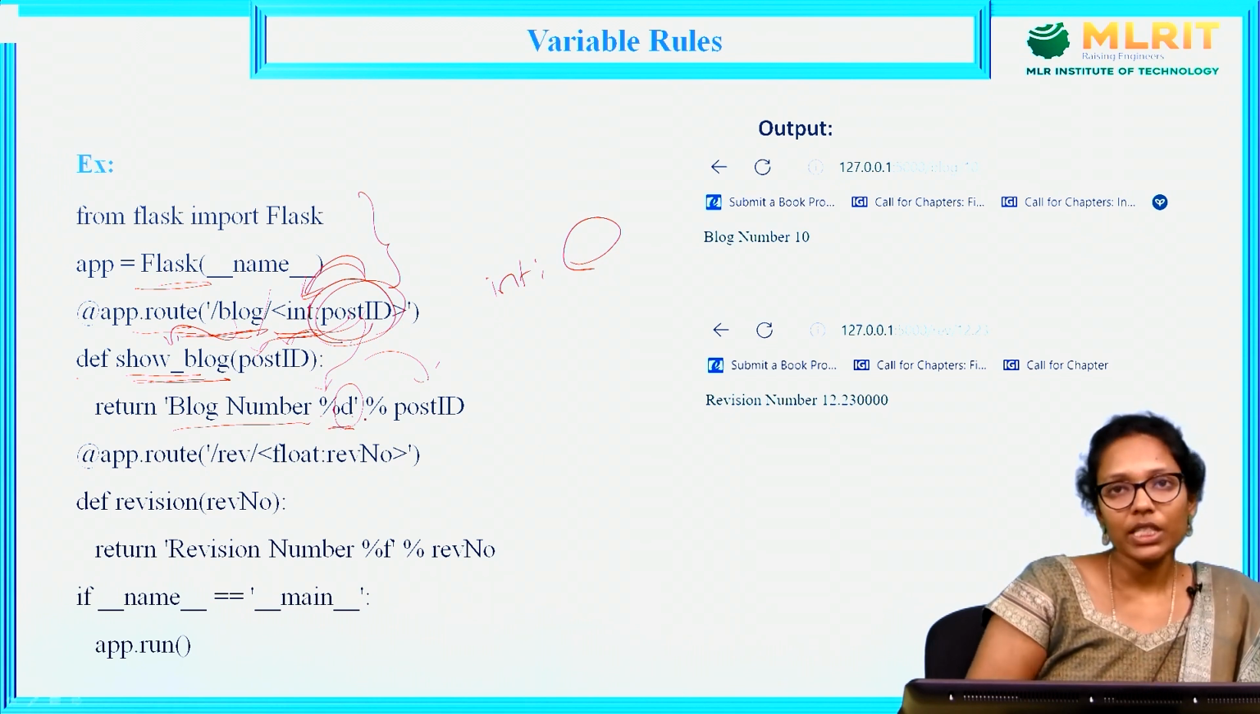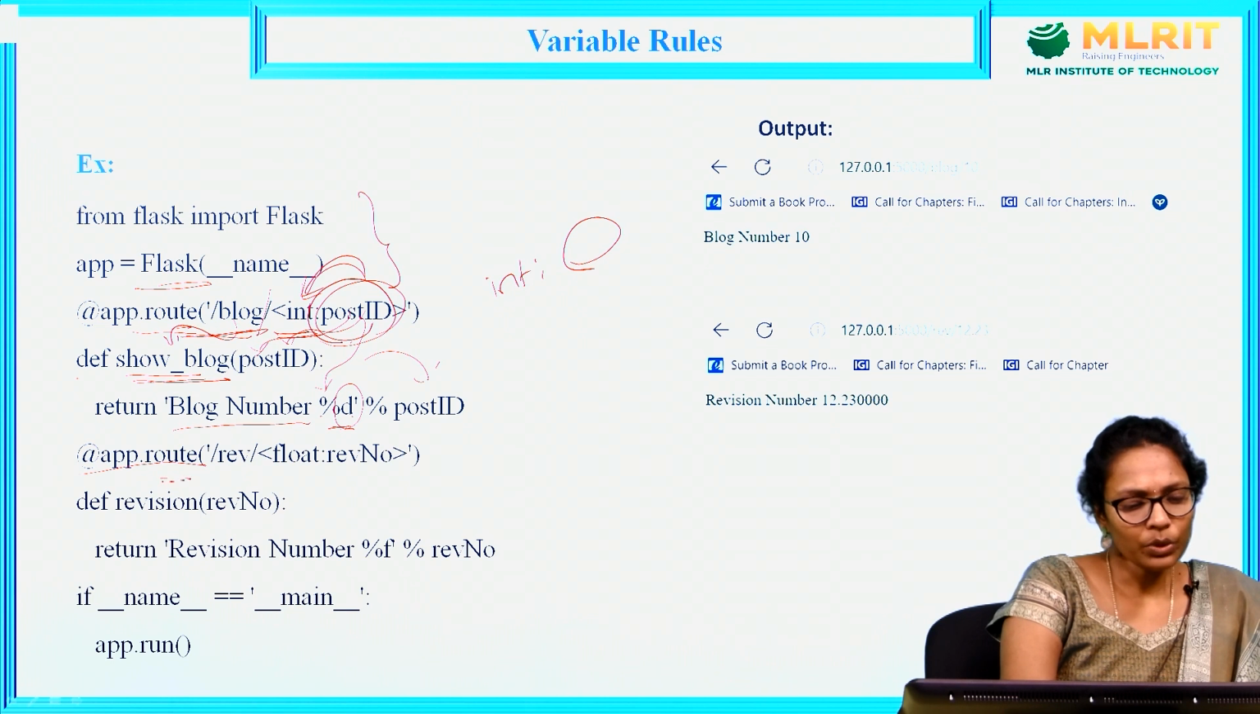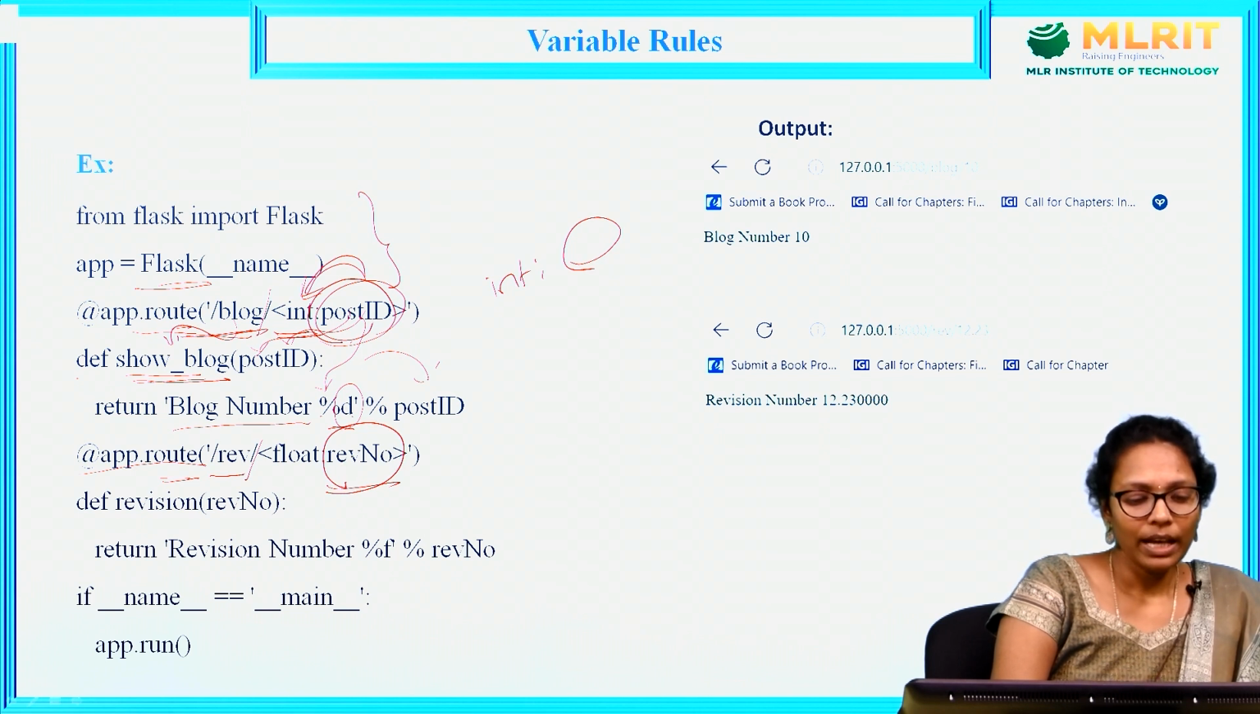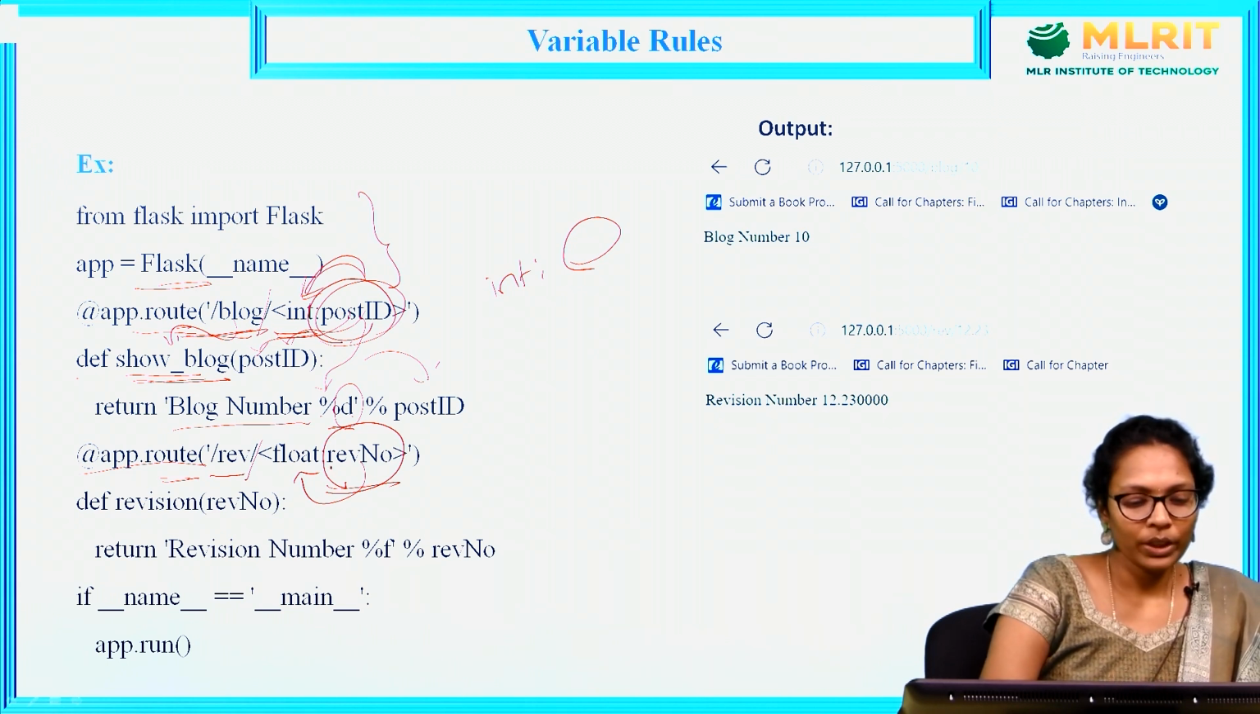The same way, in the same program, I want to write one more method for indicating the float values. For that purpose, again, I'm using the same syntax. To set the route to build the URL, here the route is /rev/ followed by one variable name. What is that variable name? Reverse number is the variable name. And what is the type of this reverse number? It is float. So if it is other than string value, integer or float, you have to specify the data type before mentioning the variable name.